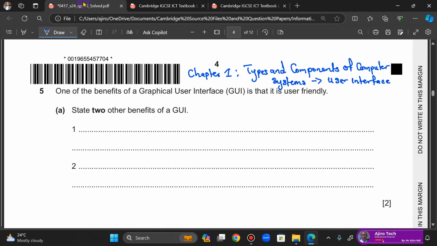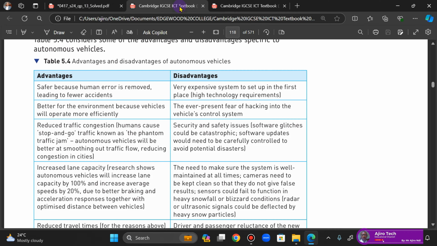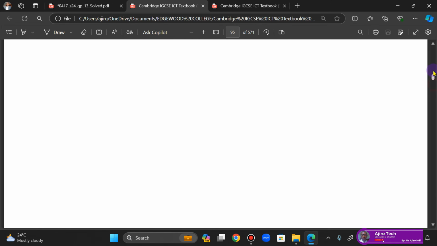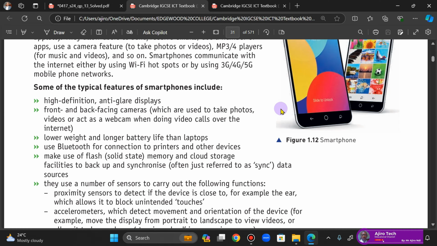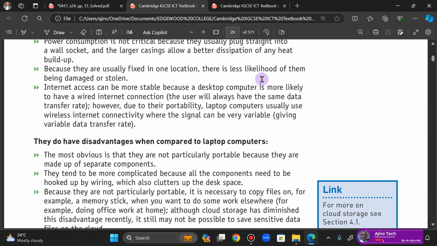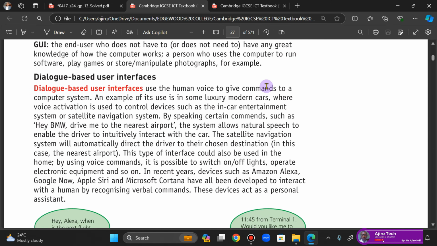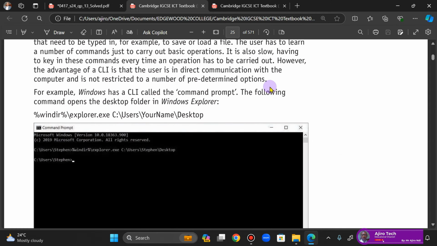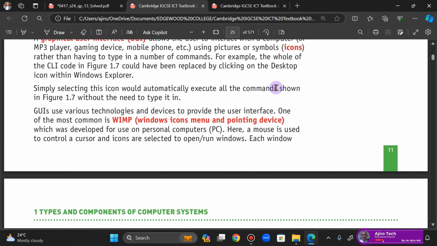Okay, the user interface. Another benefit of the graphical user interface is that it uses WIMP technology. Now look at this right here. Probably I will show you so you can actually see this here. Look at it right here.